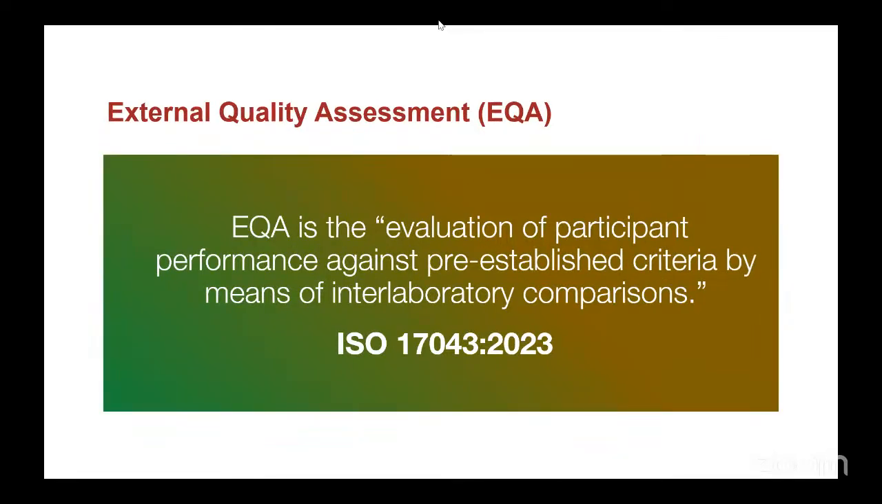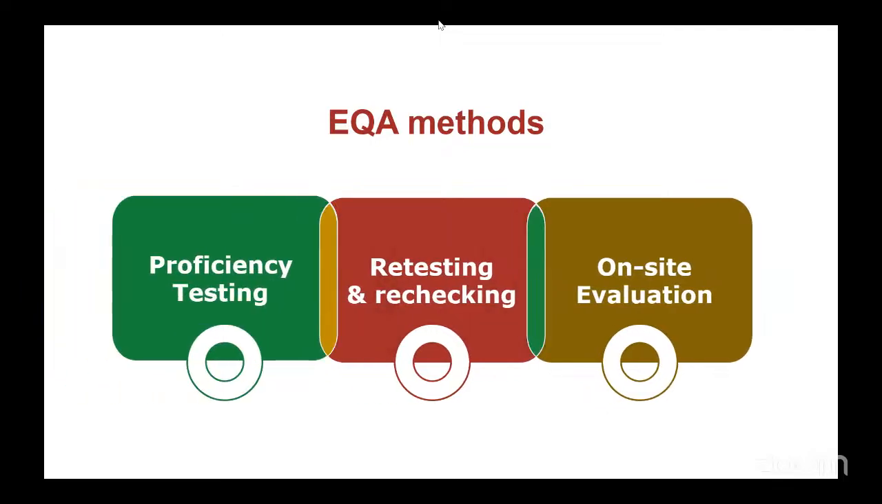EQA, in other words External Quality Assessment, is program performance against pre-established criteria according to ISO 17043, which validates the participants. If you don't have an EQA program, you can also do a form of interlab comparison, which also serves as an external quality assessment. Now, what are the EQA methods? We have proficiency testing, retesting and rechecking, and on-site evaluation. These are the three major types of EQA method, and I'm going to explain them as we go along.